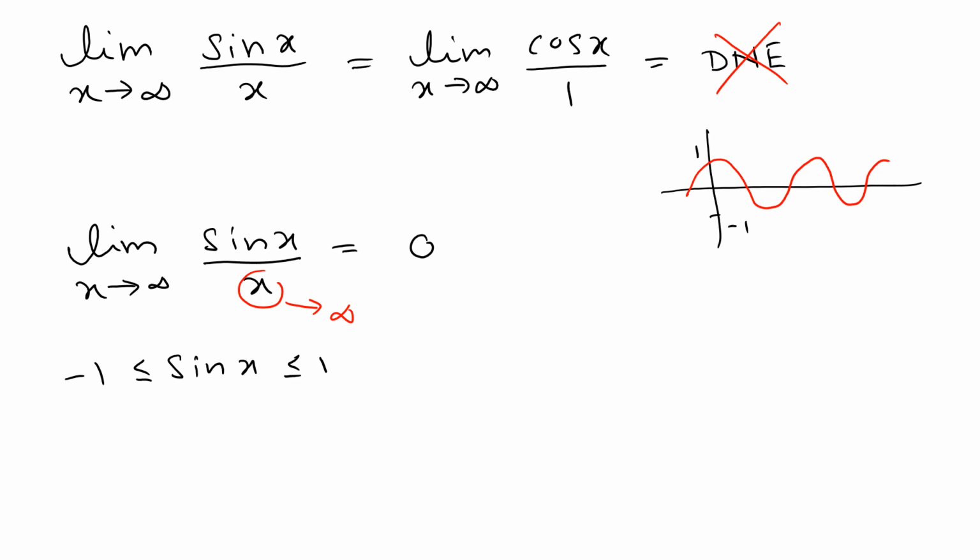It doesn't get large, it's bounded, but the bottom is getting larger and larger. So it's a smaller and smaller fraction, and you end up getting 0 as the answer. So 0 is the correct answer. But if you use L'Hôpital's rule in a wrong way without worrying about the conditions, you get 'does not exist' as the answer, which is incorrect.